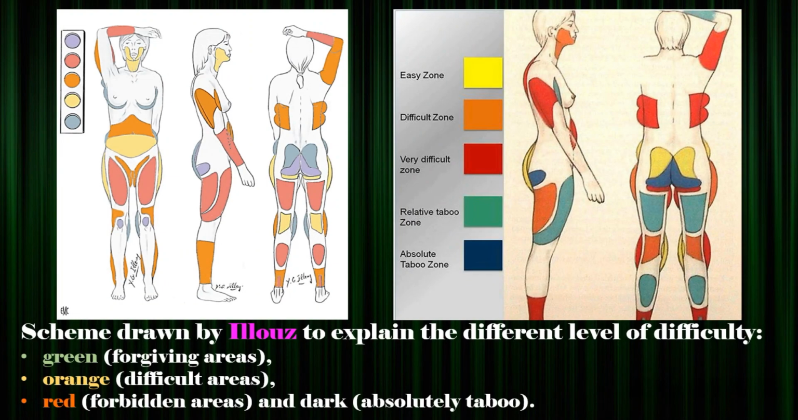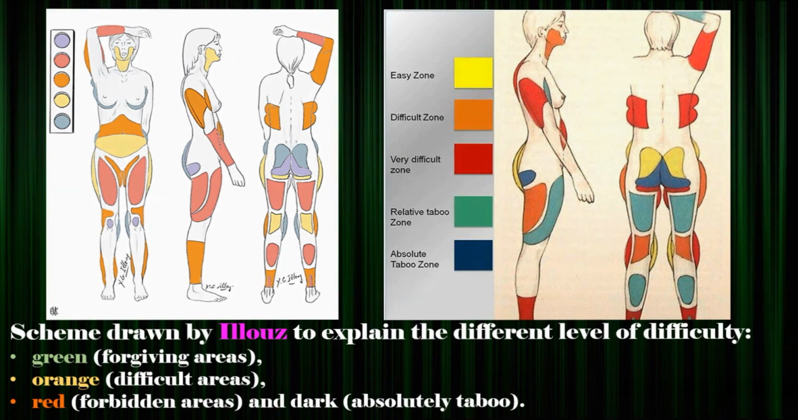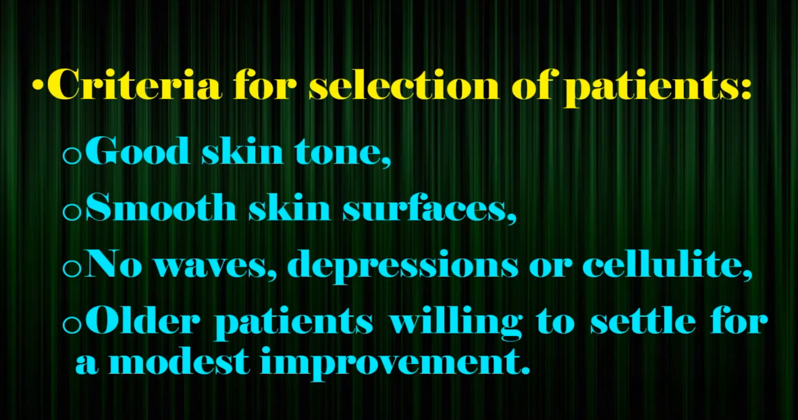Scheme drawn by ILAs to explain the different levels of difficulty: green, forgiving areas; orange, difficult areas; red, forbidden areas; and dark, absolutely taboo. Criteria for selection of patients: good skin tone, smooth skin surfaces, no waves, depressions, or cellulite. Older patients willing to settle for a modest improvement.